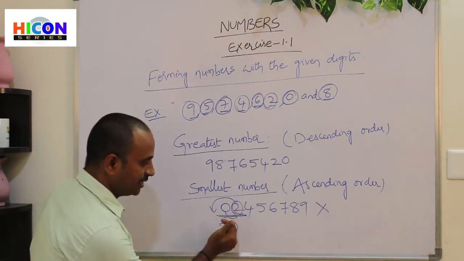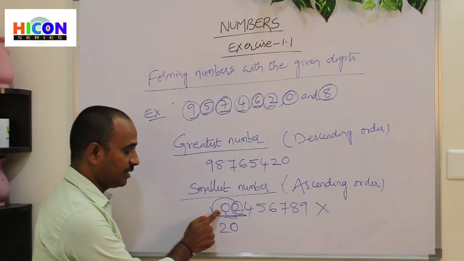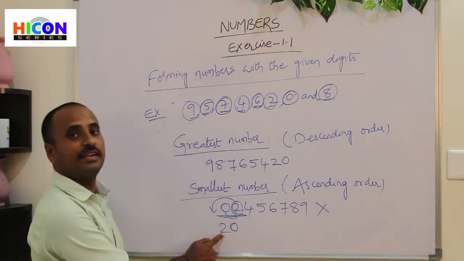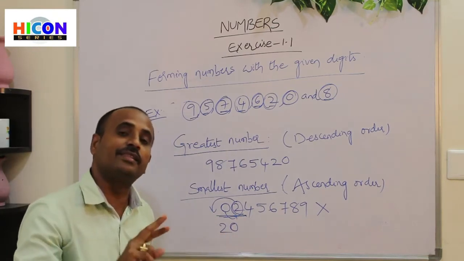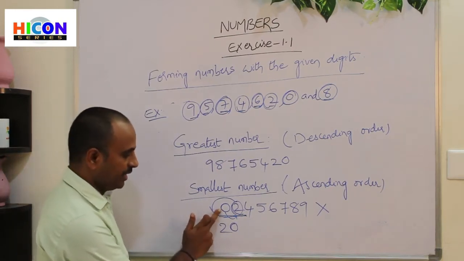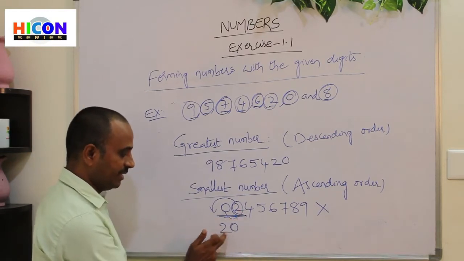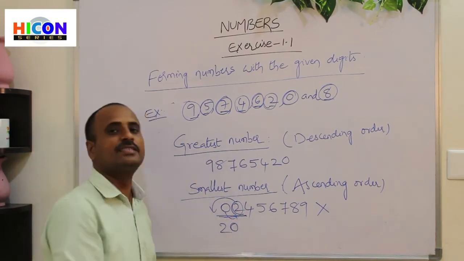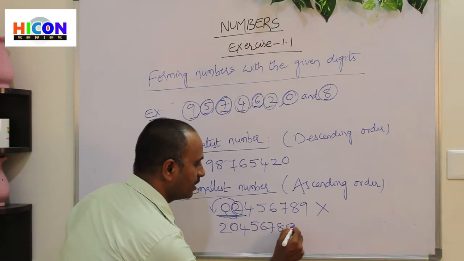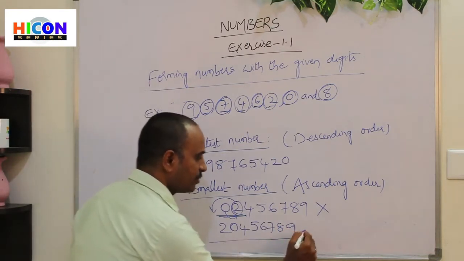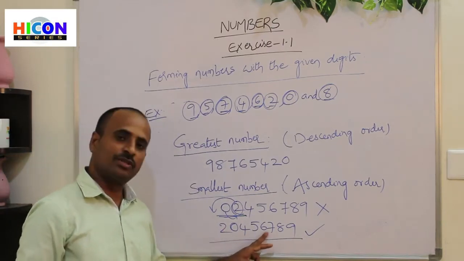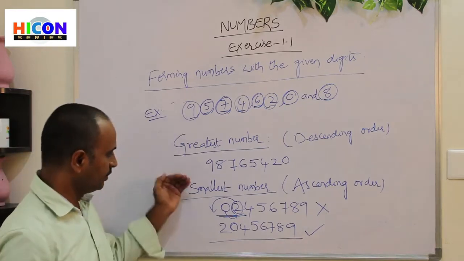If we arrange the first 2 digits, 0 should not come in the first place. That's why write 0 in the second place and the second digit in the first place. That means 0 should be written in the second place and 2 in the first place. Then keep the remaining digits as usual, they should not be changed. So children, this is the smallest number, that means 2 crores 4 lakhs 56,789.